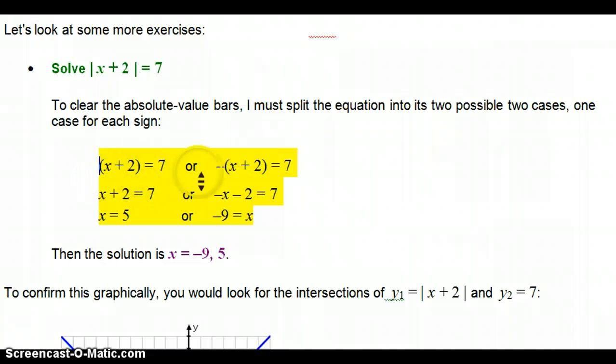So what happens when you solve this? You get x plus 2 equals 7. You subtract 2 from both sides, and 7 minus 2 is 5.